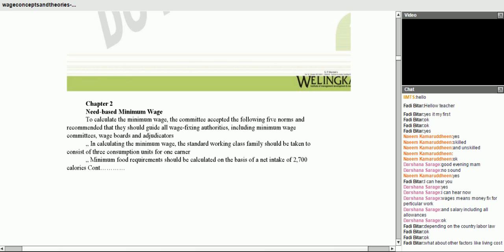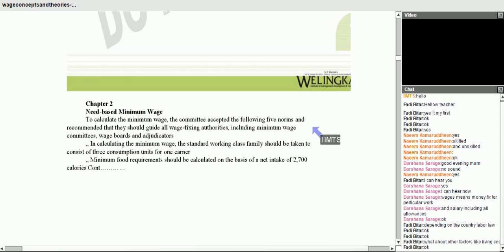Yes, that is also included. It's not only about fooding, it is also about clothing and also about housing, lodging. Okay, lodging, fooding and clothing. These together will make up the minimum wage criteria for any industry. Okay.